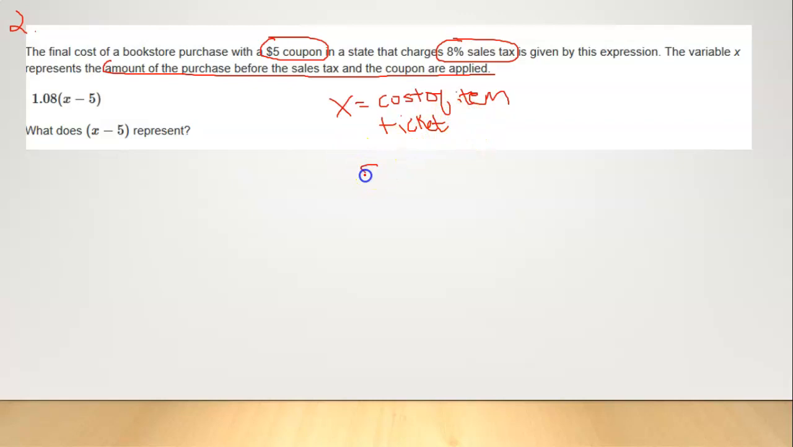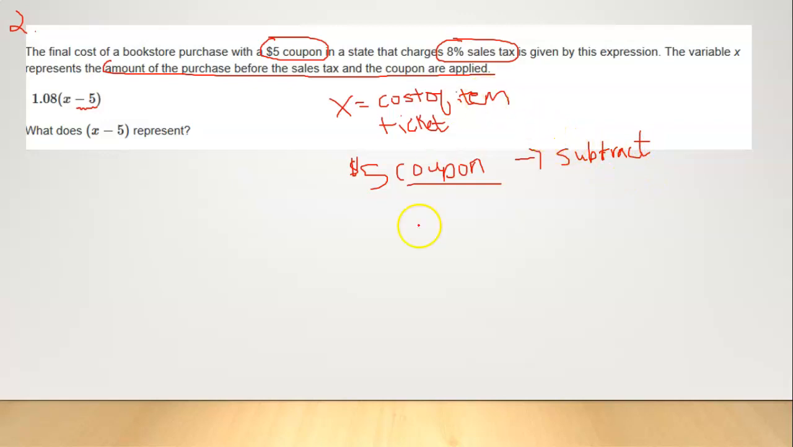And then there's a $5 coupon. So you can already kind of see in that expression that the $5 coupon is represented by the -5. It's really the only one that makes sense, right? There's no other 5 there. And when you're talking about a coupon, that should hopefully trigger subtraction in your brain, because with a coupon, you're getting that discount, that $5 off. So all of those words signal us to think of subtraction. So we're going to subtract that $5 coupon.